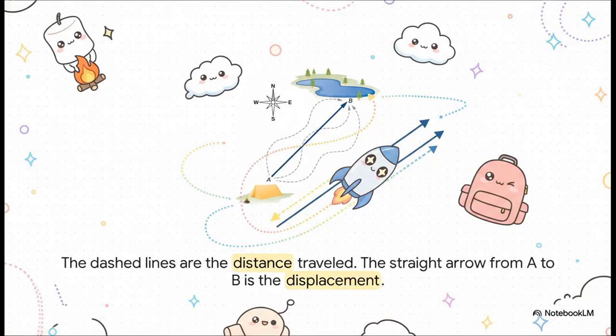And this image right here shows you that exact difference. Let's say your tent is point A and the fishing spot is point B. You might have meandered along that winding, dashed path. The total length of that path, every step you took, that's the distance you walked. But your displacement? That's just the straight arrow, the most direct line from where you started to where you ended.